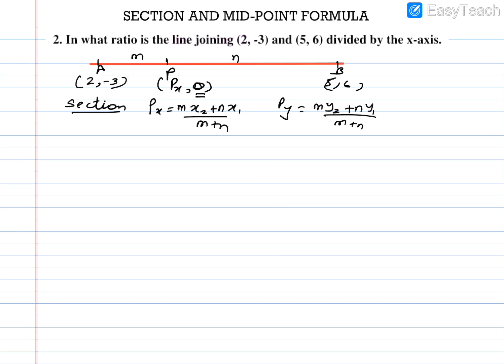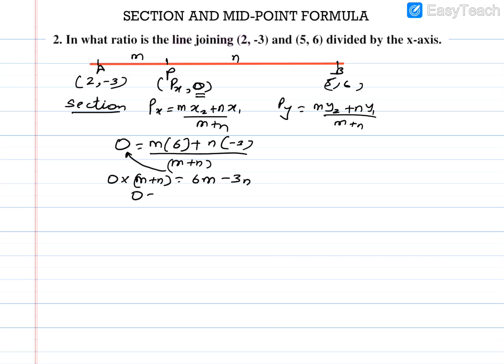Now which one will we use? We will use y because here it is 0. So with the help of 0 I can find the coordinate. So it will be 0 equals m into y2, y2 is 6, and n into y1, y1 is -3, upon m plus n. Now this m plus n will come here and multiply by 0. 0 into (m plus n) will be 0. This will be 6m minus 3n. 0 equals 6m minus 3n.